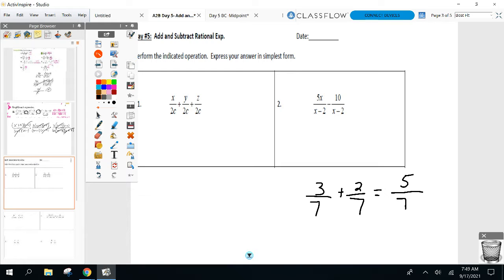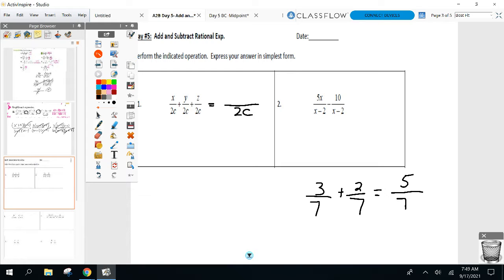So what's convenient already about number 1? Same denominator. Oh, perfect. You don't have to do a thing. So what should be my denominator in my answer? 2c. There you go, 2c. I keep it the same. Do not add the denominators. Once you have like denominators, keep it the same.